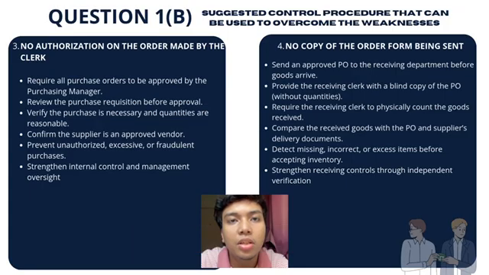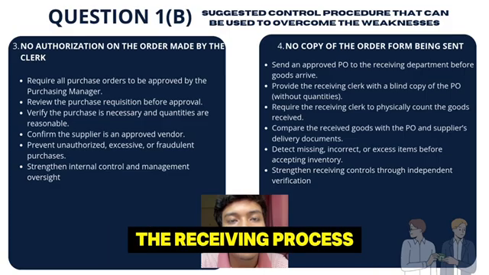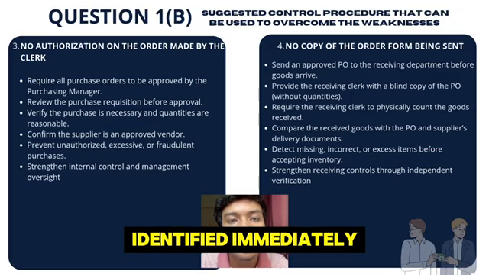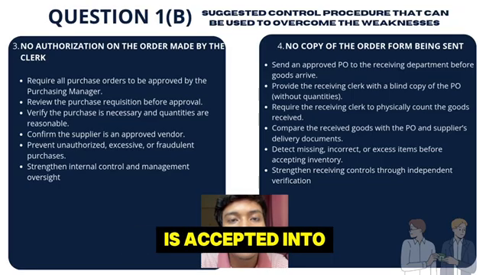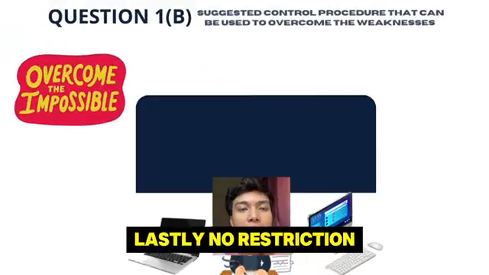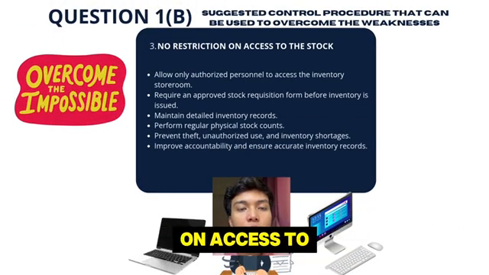Sending the purchase order to the receiving department strengthens the receiving process by allowing discrepancies such as missing, incorrect or excess items to be identified immediately before the inventory is accepted into storage. Lastly, no restriction on access to stock.